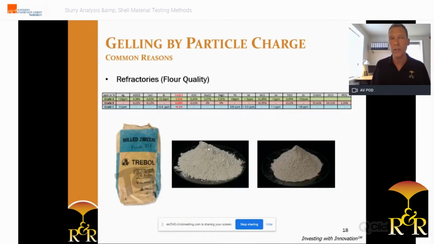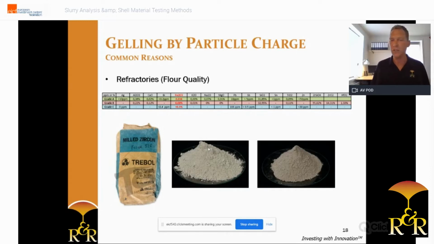A remarkable reason, actually, for the alteration of the particle charge are the refractories that we add. And especially zircon has a detrimental effect because it has a relatively low pH, and we prefer with alkaline binders to be around pH 9 to 10, which is high. And zircon has a very high concentration in the prime slurry.